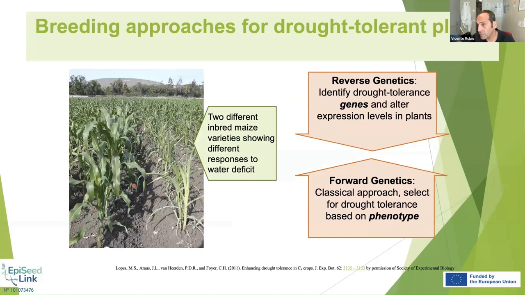Usually, those breeding, I'm not the breeder, so I'm just going to show you these generalities, there are two different approaches. One of them is the classical one, to follow a forward genetics approach to select varieties or lines based on the phenotype, those that behave better under drought stress conditions, and to try to select those and to inbreed them with other interesting lines to in the end get this interesting phenotype in the final crop that is going to be sown. The other approach is the reverse genetics. So it's the one in which you try to identify what genes are involved in drought tolerance.